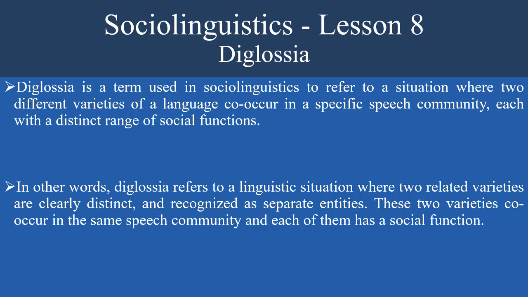Okay, so in other words, diglossia refers to a linguistic situation where two related varieties are clearly distinct and recognized as separate entities. These two varieties occur in the same speech community, and each of them has a social function. So when we talk about diglossia, the two varieties should be related, in terms of vocabulary, syntax, morphology, etc. So there is some sort of relation between these two varieties, and they are recognized as separate entities.